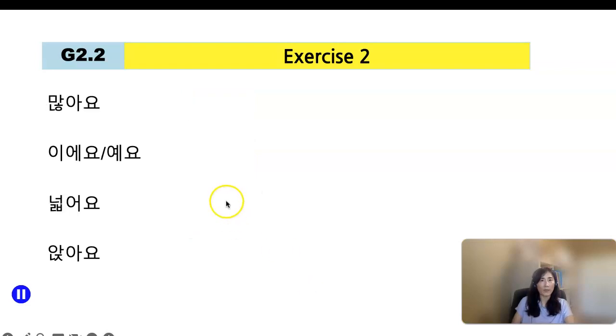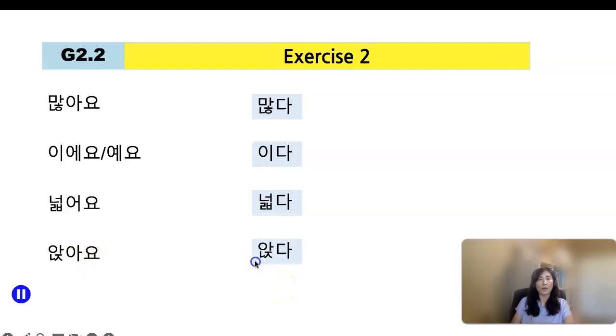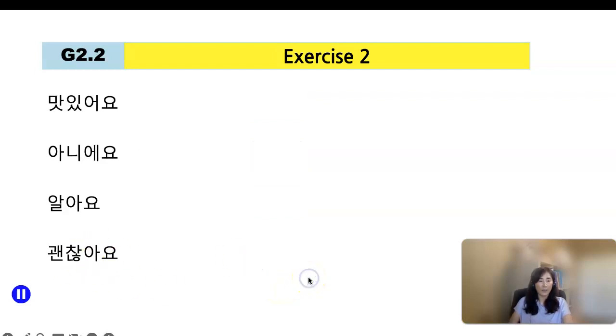Okay, so this time exercise 2. Exercise 2 is to provide the dictionary form. 많아요. What is the dictionary form? You just remove 요 and 아 and attach 다. The dictionary form always ends with 다. The dictionary entry. 많다, 예요, 이다, 넓어요, 넓다, 앉아요. Just remove 요. 앉다. 맛있어요, 맛있다, 아니다.